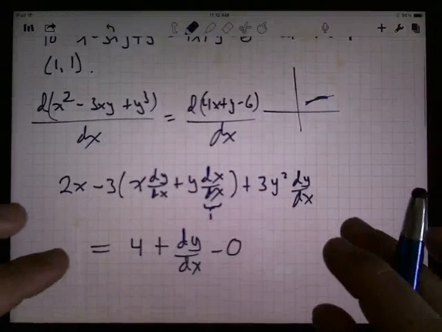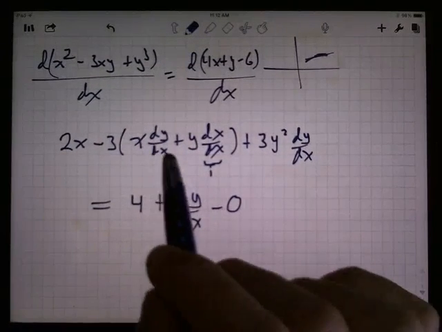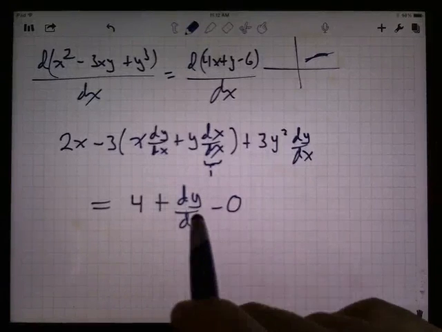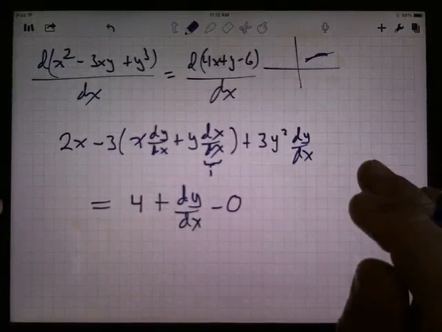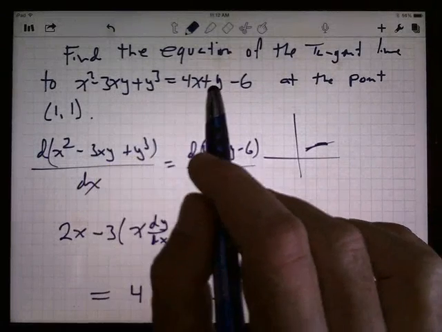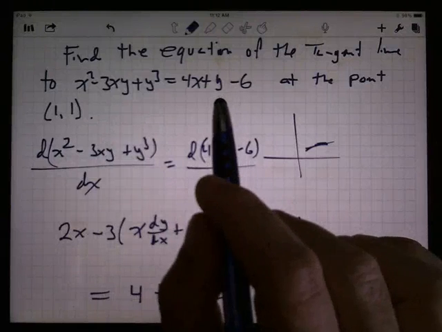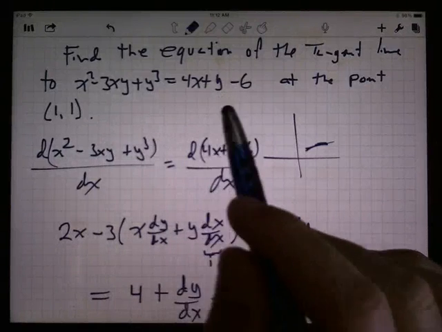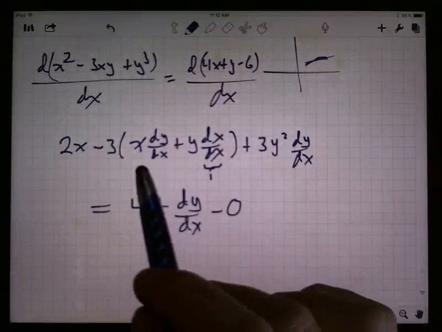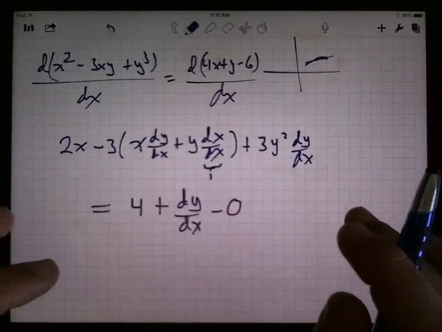So now I need to solve for dy/dx. Now I see three dy/dx's here. There's one there, one there, one there. Actually, if I look at my original equation, there were three y's in it. y, y, y. It should always work out that way. However many y's you see, at some point you're going to take the derivative of that y, and it shows up as a dy/dx. So if there were three y's to start with, there better be three y's down here.